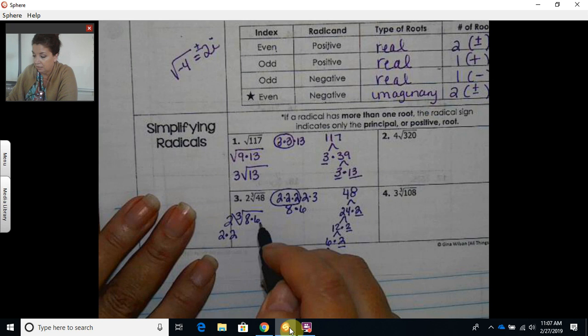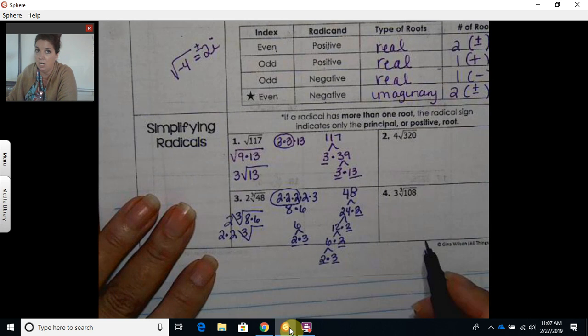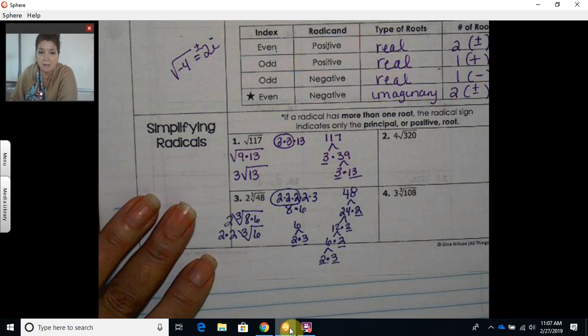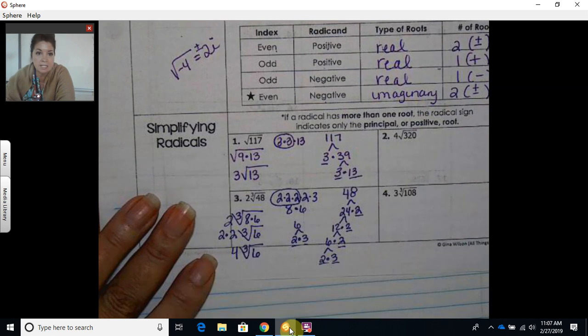No, because 6's factors are 2 times 3. Do I have 3 identical factors? No. So 6 isn't a perfect cube. It doesn't have any perfect cube factors. So 6 has to stay in the radicand. So what's my final answer? 4 times the cubed root of 6. And as long as what's in the radicand can't be simplified any further, then that's as far as you can go.